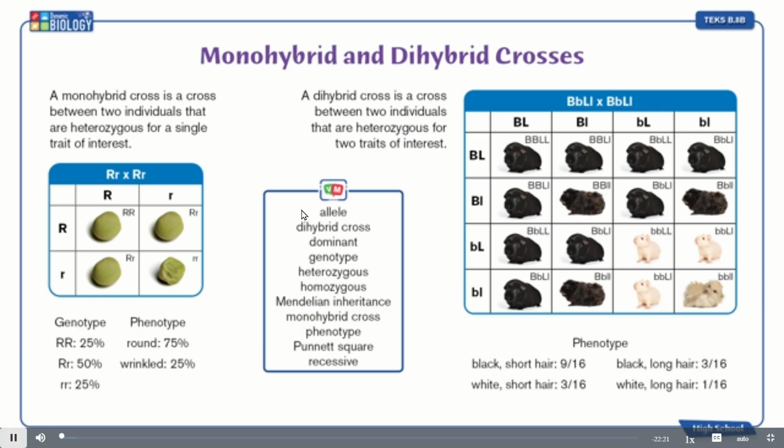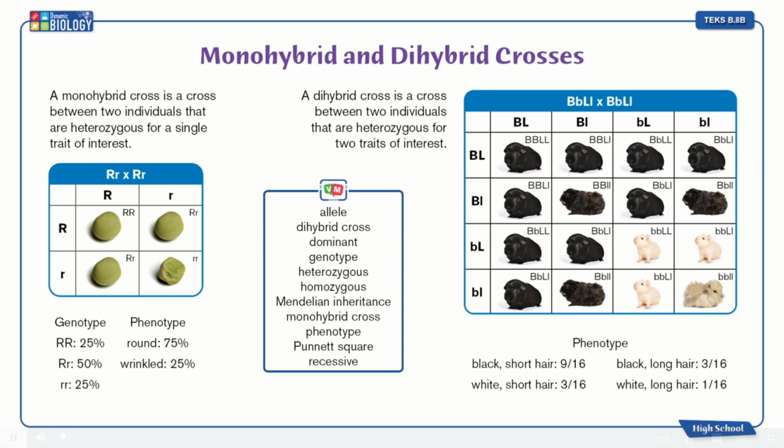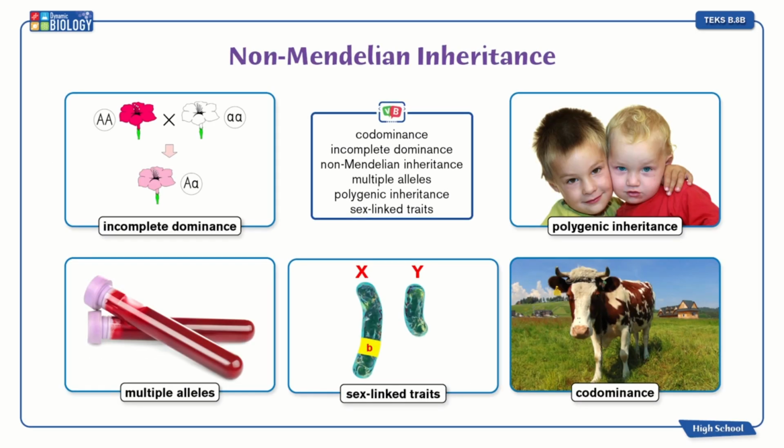This lesson, we will review TEKS B.8B. Predict possible outcomes of various genetic combinations using monohybrid and dihybrid crosses, including non-Mendelian traits of incomplete dominance, codominance, sex-linked traits, and multiple alleles. This video is part 2 of a two-part series for TEKS B.8B. Part 1 reviews Mendelian inheritance and monohybrid crosses, and Part 2 reviews dihybrid crosses and non-Mendelian inheritance.